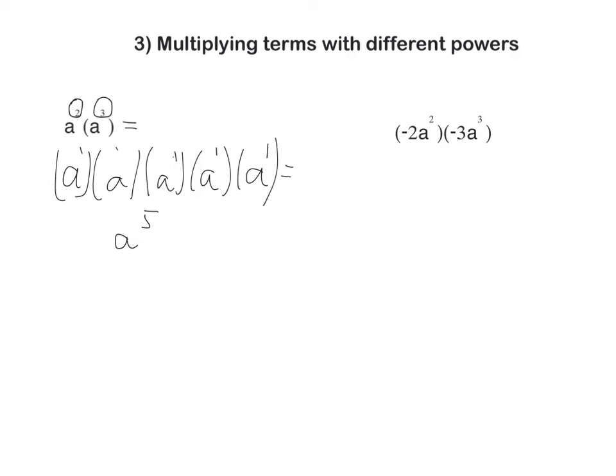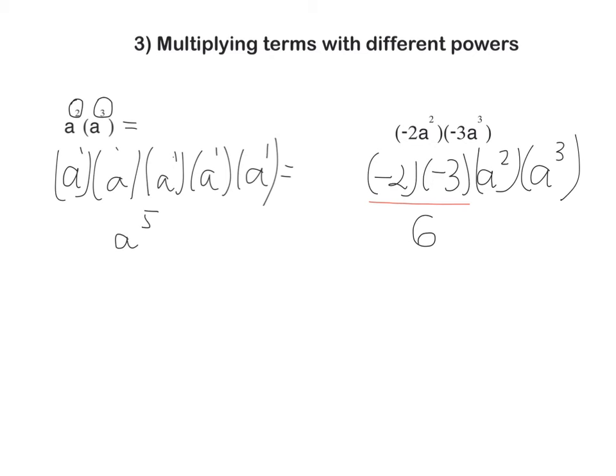Okay, add the powers. And the next one is minus 2a squared multiplied by minus 3a to the power of 3. So letter by letter and number by number. Okay, so let's start with minus 2 multiplied by minus 3, and a squared multiplied by a to the power of 3. So minus 2 multiplied by minus 3 is 6, and a to the power of 2 multiplied by a to the power of 3, we have the same base, we can add the powers, and this is a to the power of 5. Okay, take it down, please.